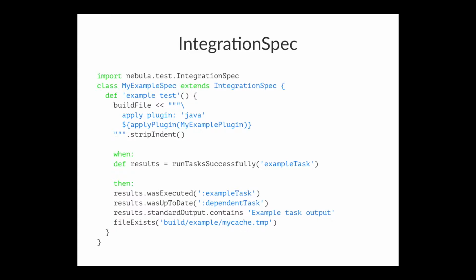The build results object that we return is basically what TestKit's returning. So not a whole lot to change for: was a task executed, was it up to date, what does the standard output or the standard error contain.